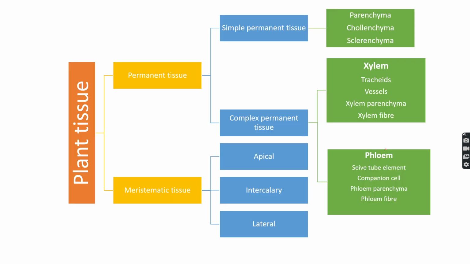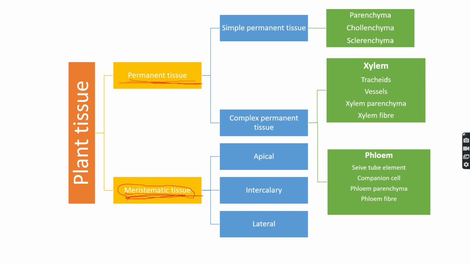Okay. Now coming to the types of tissue in plants, tissues are mainly divided into two categories. One is permanent tissue, another is meristematic tissue. What is meristematic and what is permanent, I will describe in the next slide, but let's take a hint of this.